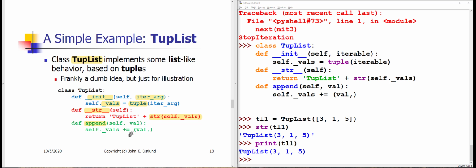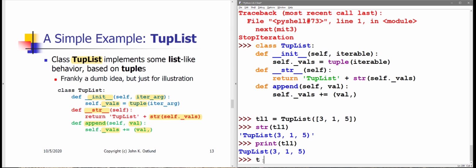Since TupList is based on using a tuple for the underlying container, if I append a value to an existing TupList, what that's going to do is to modify the _vals instance variable to refer to a copy of itself with this new argument value appended onto the end. Okay, so (val,) in parentheses is how I create a one-item tuple.